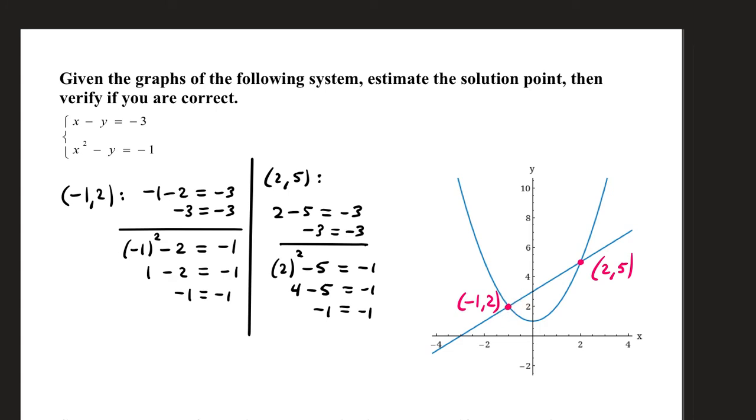And that just verifies that we made a good choice with our intersection point. The other point we claim as the intersection is the point 2, 5. Going back to your system of equations, plug 2 in for x, 5 in for y. 2 minus 5 is negative 3. That's good. Second equation, 2 squared minus 5, 4 minus 5 is negative 1. That's also good. So these 2 points are solutions to this system of equations.